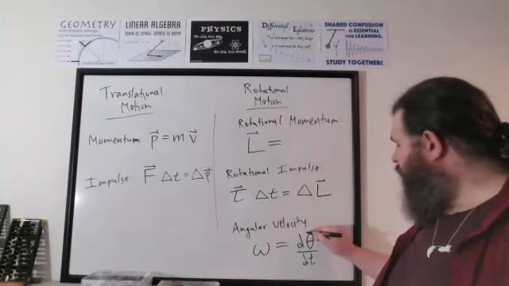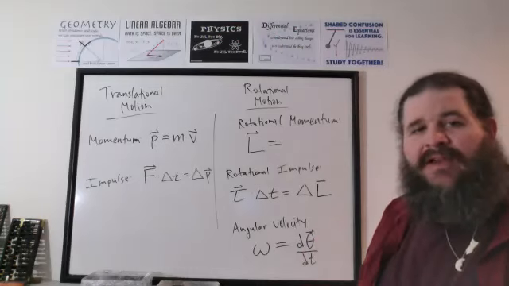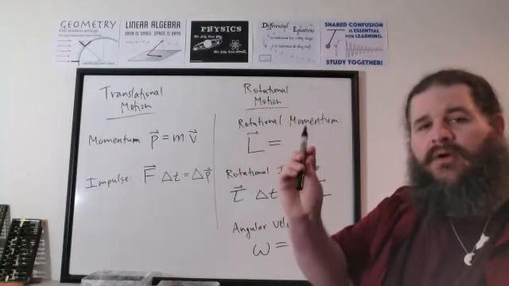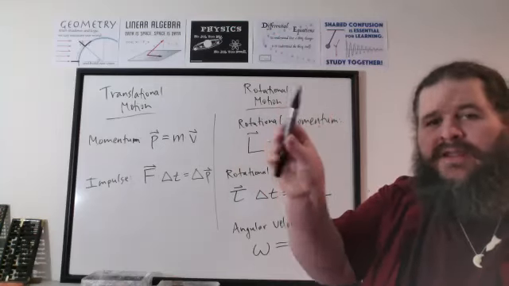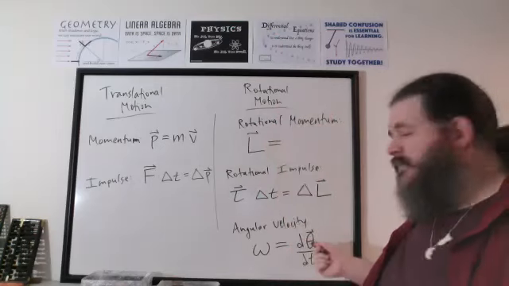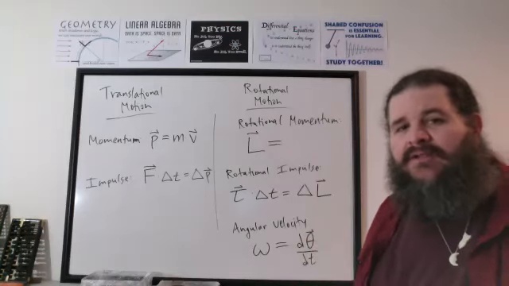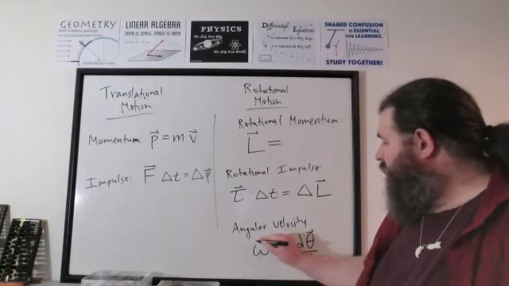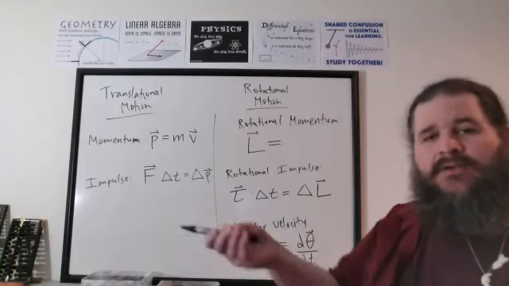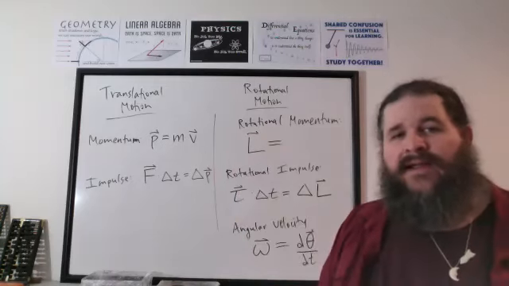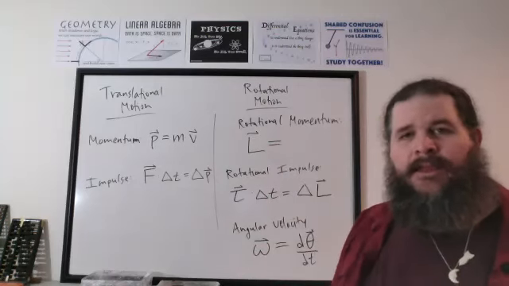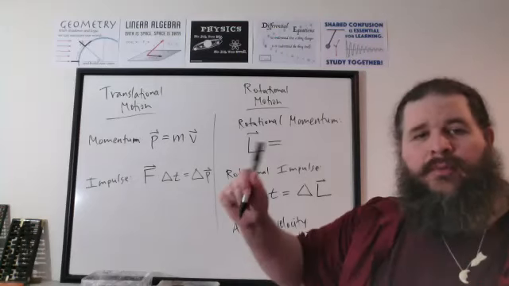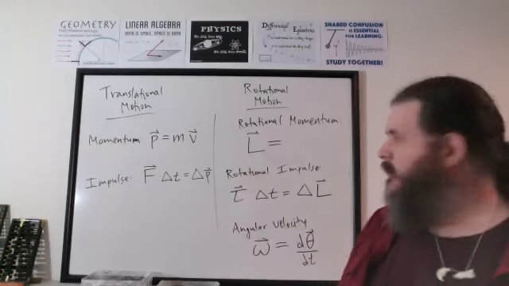Angle does count as a vector here because it does have direction. It matters whether you're rotating this way or this way. So angle does have a direction. You can define that using a right-hand rule. We'll get into that later. But that means that angular velocity also has a direction. It matters which direction you're spinning, as well as how fast you're spinning. So that's really what angular velocity is talking about, how fast you're spinning and around what axis of rotation.